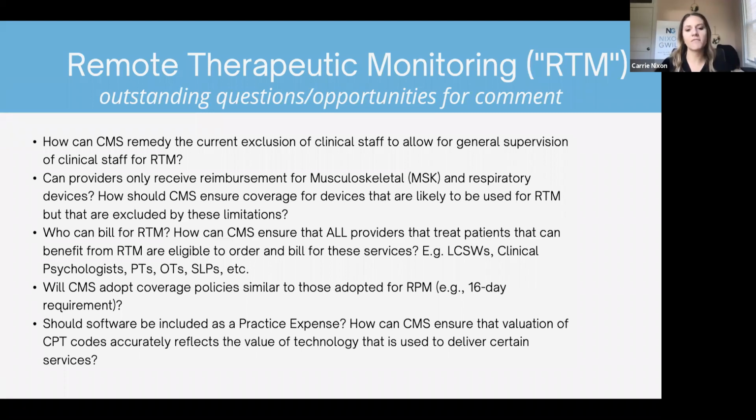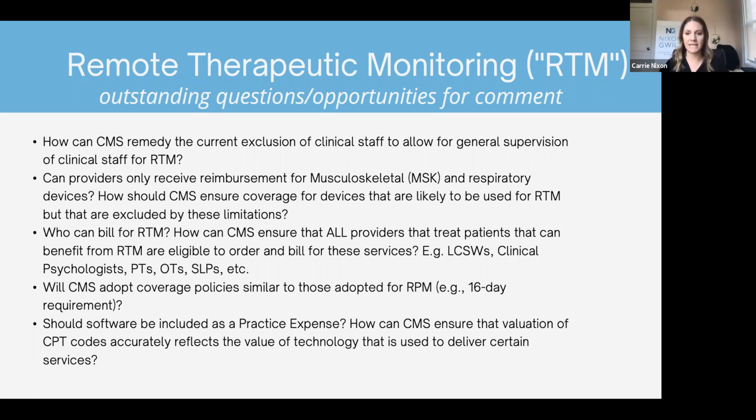Fourth, will CMS adopt coverage policies similar to those adopted for RPM? In the proposed rule, they haven't noted much about a 16-day requirement or some of those other requirements that we know apply to RPM. They haven't talked about those in the proposed rule. So it's important for us to understand, especially the 16-day requirement, whether or not CMS intends to adopt those similar coverage policies. Because if you're familiar with RPM, you probably know that that 16-day requirement in particular has been a relatively big barrier for patients.